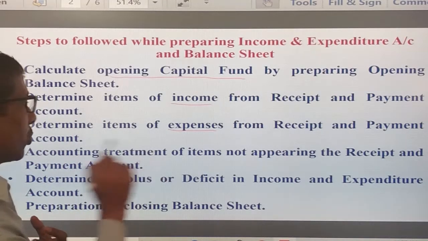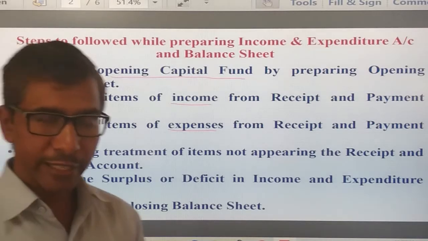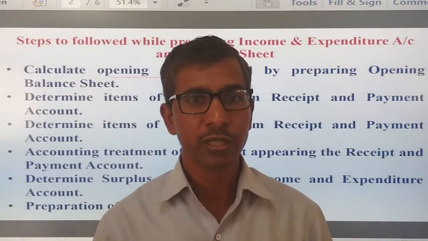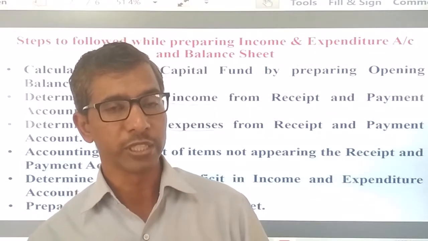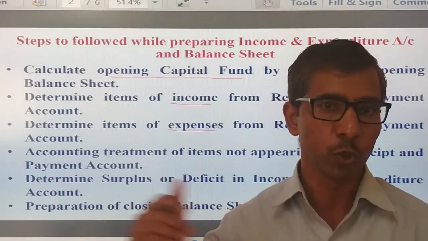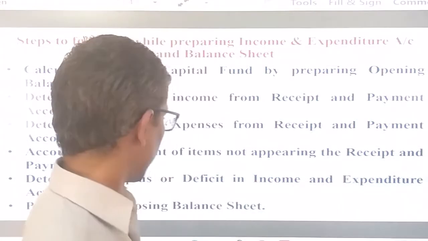Next is accounting treatment of items not appearing in the receipt and payment account. The items which do not appear in the receipt and payment account, which are given in the adjustments, we also have to identify as revenue nature or capital nature, so that according to the identification we can show them in the income and expenditure account as well as in the balance sheet.